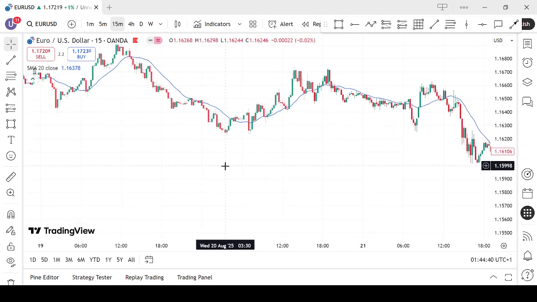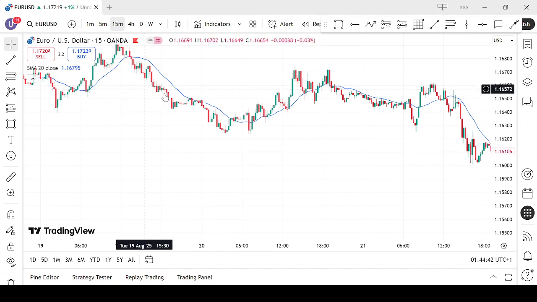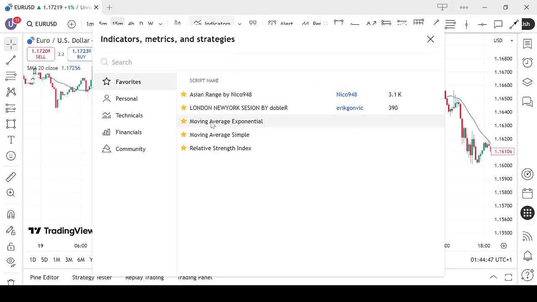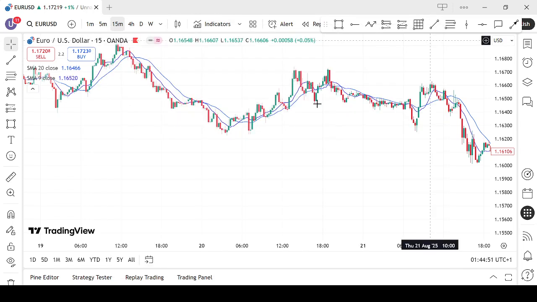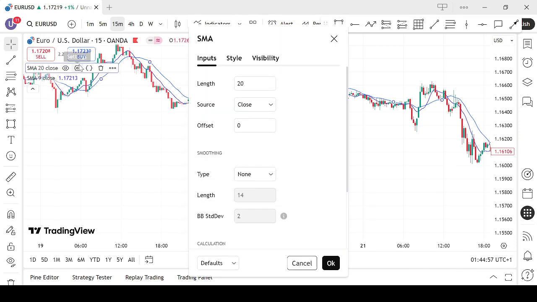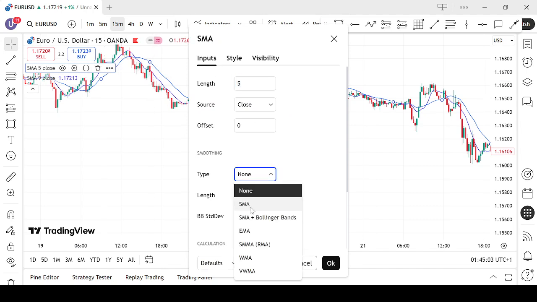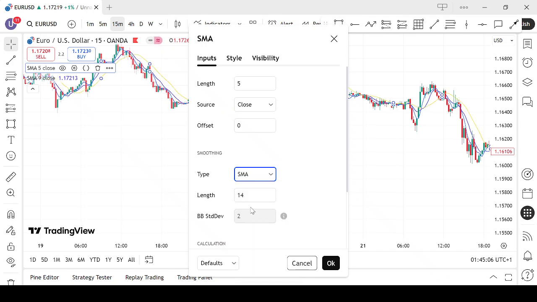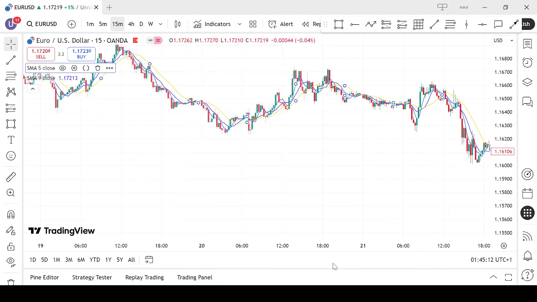We add three simple moving averages with different colors. The first simple moving average would be our 5 period moving average, so we are setting it to 5 period. The second simple moving average would be our 8 period moving average. Set it to our 8 period moving average.